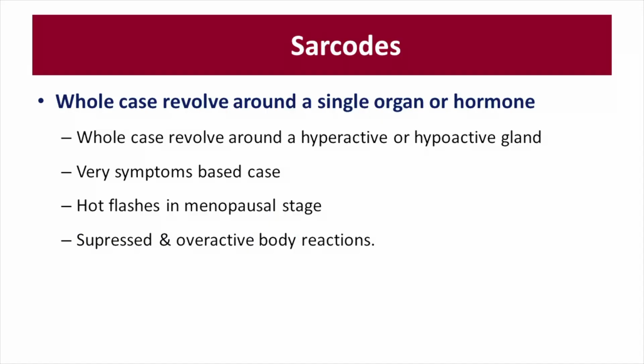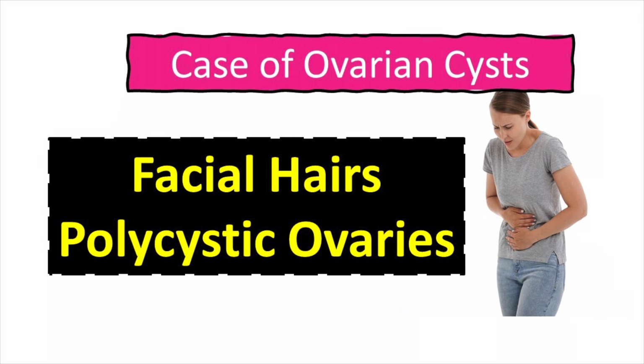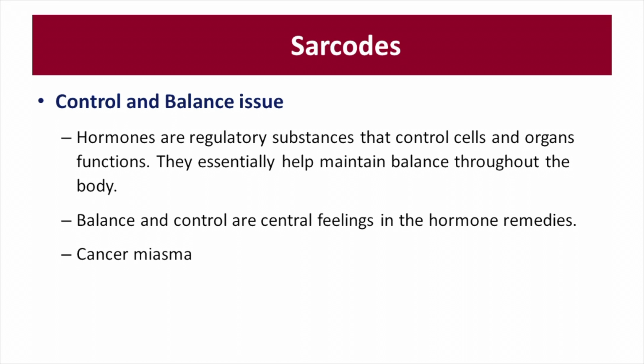Now about this Sarcodes group of remedies, where to prescribe those Sarcode remedies. In Sarcodes, you can expect to see symptoms that are centered around a specific organ. In the case of hormonal remedies, we see all symptoms revolve around hormones or symptoms related to hormones. Like I have shared a case of folliculinum in my last video. Keep in mind, hormones are the regulatory substances that control cells and organs to do their work. So they work as a controller or regulatory substance in our body.